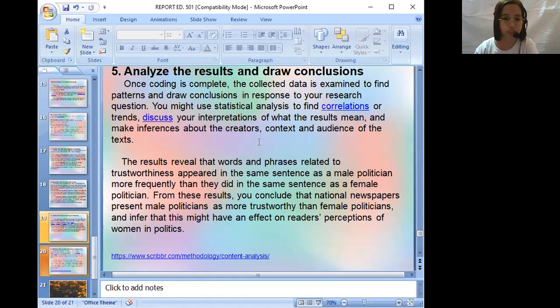The results reveal that words and phrases related to trustworthiness appeared in the same sentence as a male politician more frequently than they did in the same sentence as a female politician. From the results, you conclude that national newspapers present male politicians as more trustworthy than female politicians, and infer that this might have an effect on readers' perceptions of women in politics.